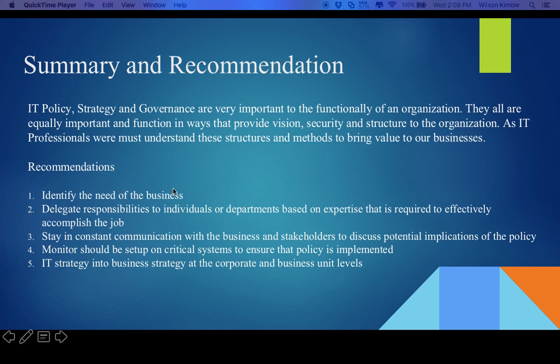Recommendations: identify the needs of the business. Delegate responsibility to individuals or departments based on the expertise required to effectively accomplish the job. Stay in constant communication, which is a key thing, with the business and stockholders to discuss potential implications of the policy. Monitor. Monitoring is very key.